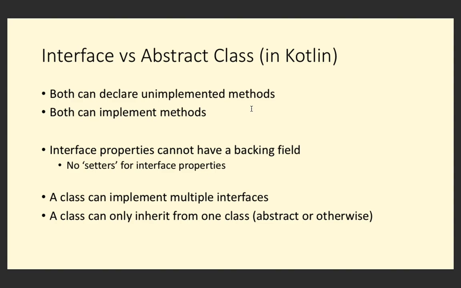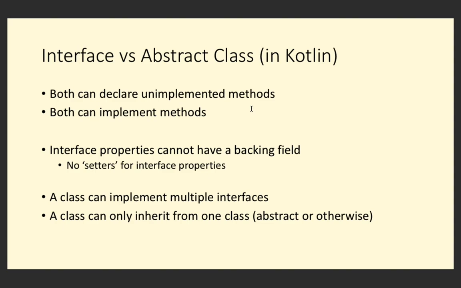But properties with an interface can't have a backing field. If you remember when we started learning Kotlin way back at the start of the year, we did talk about computed properties, getters and setters, and that field variable if we wanted a backing value. We don't get that in an interface.